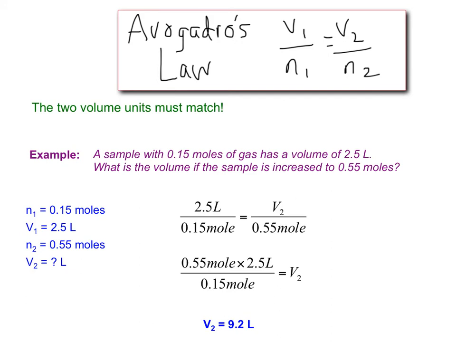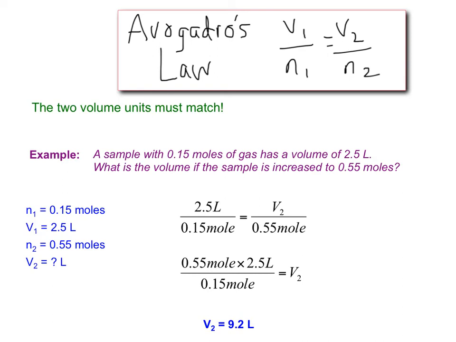You'll notice that the equation is very similar to the Gay-Lussac and the Charles law equations. So what that means is that volume and moles are directly proportional to one another as long as pressure and temperature stay constant. Remember that the two volume units or mole units must match. Let's take a look at the example.